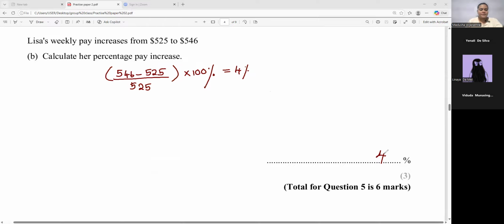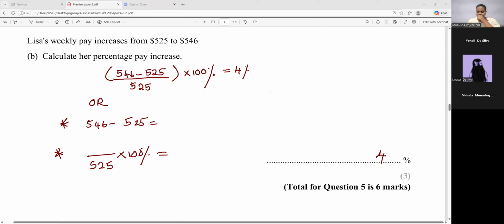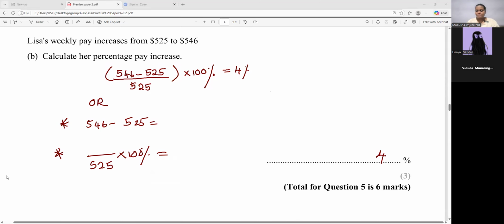You can do this separately. First find the difference, 546 minus 525. Then in the next step, write that difference over 525 times 100. It can be done in 2 steps also. 546 minus 525 is 21. Then 21 over 525 times 100.